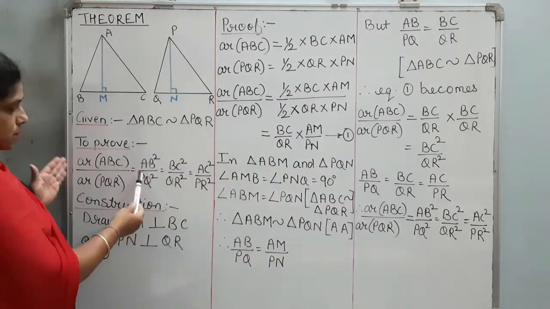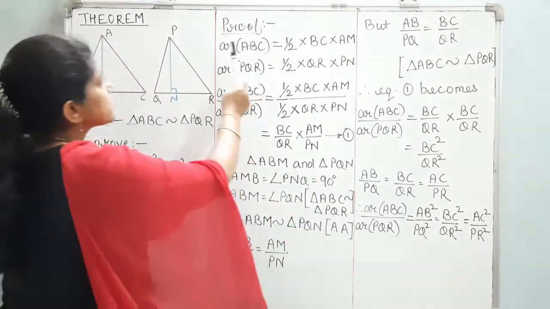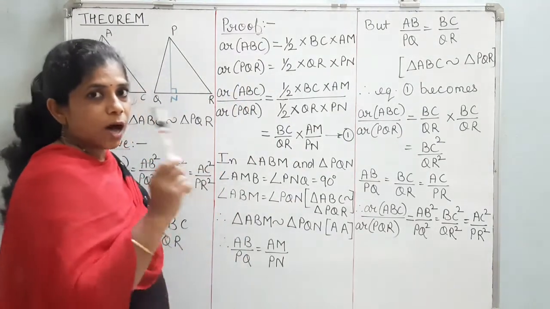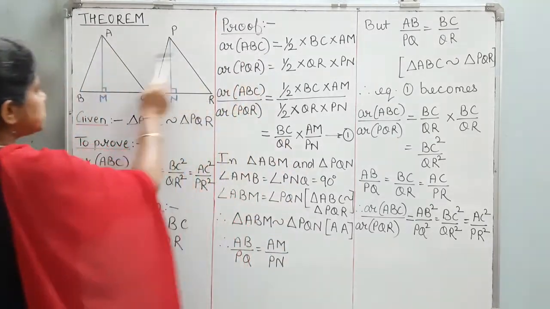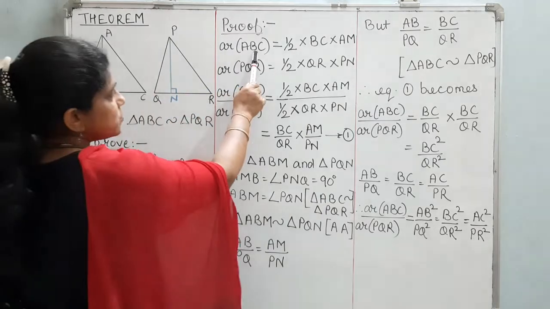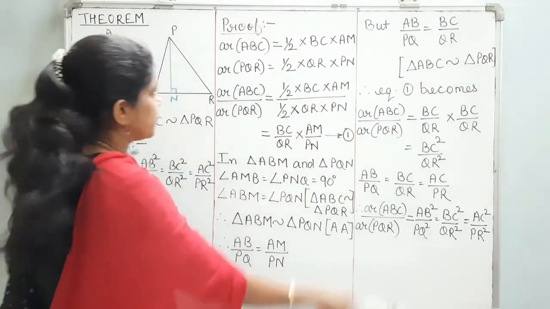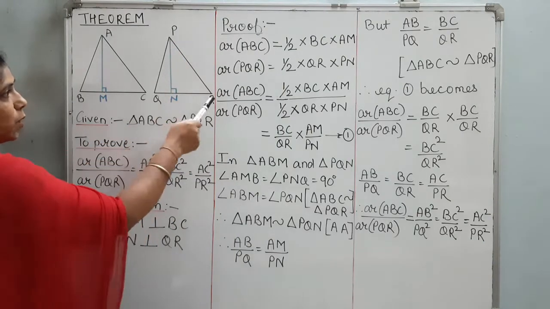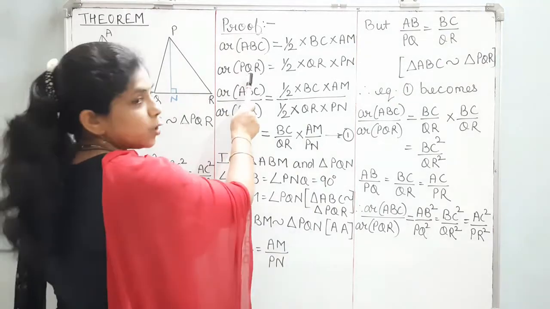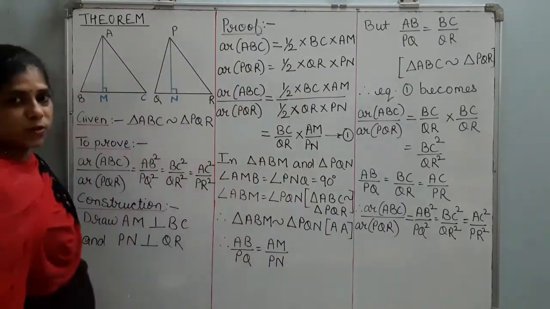As we want the area of triangles ABC and PQR, let us find the area of these two triangles. Area of triangle is half base into height. For triangle ABC, BC is the base and AM is the height. So area of triangle ABC is half into BC into AM. Similarly, for triangle PQR, base is QR and height is PN. So area of triangle PQR is half into QR into PN, which is the height of this triangle.